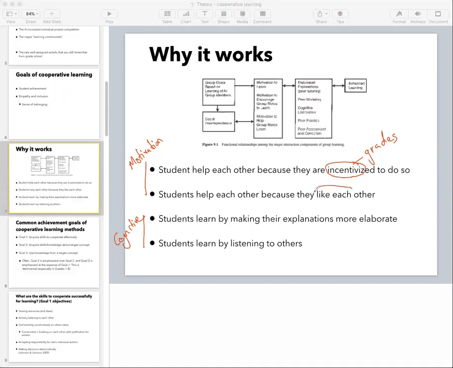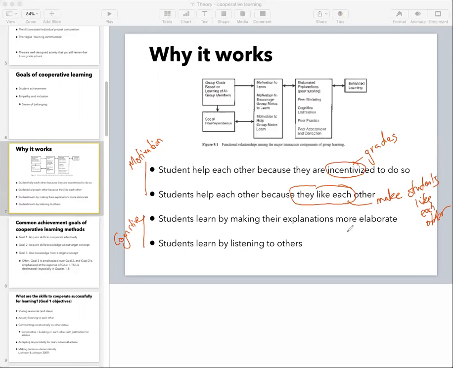In this case, the second theory, the goal is to make students like each other, right? And if you succeed in this, then the theory goes, you should be able to help students learn better because they're going to help each other. So those are motivational theories.